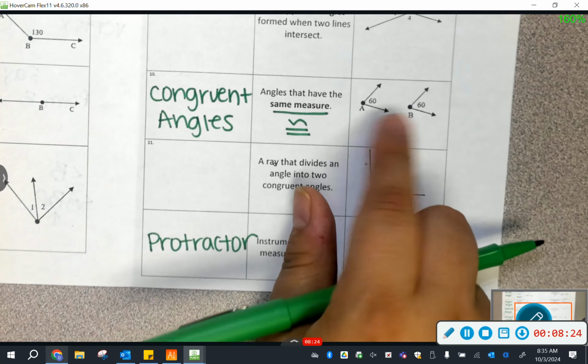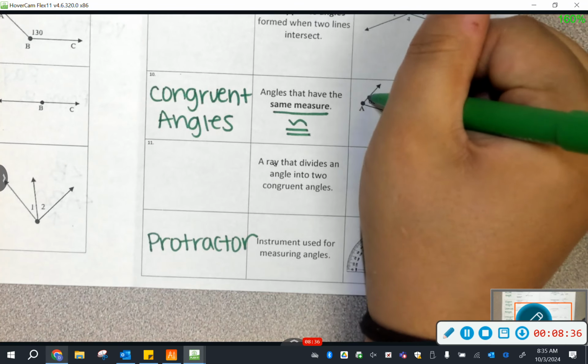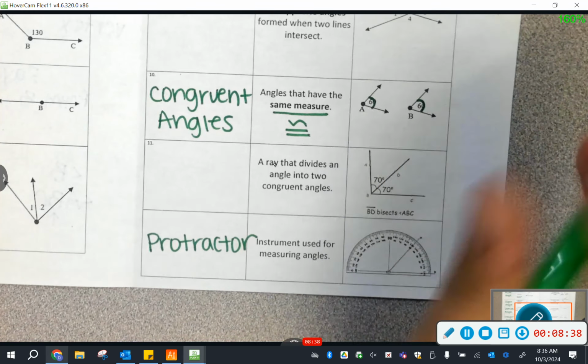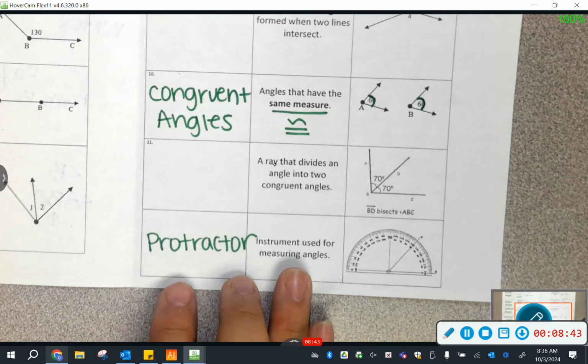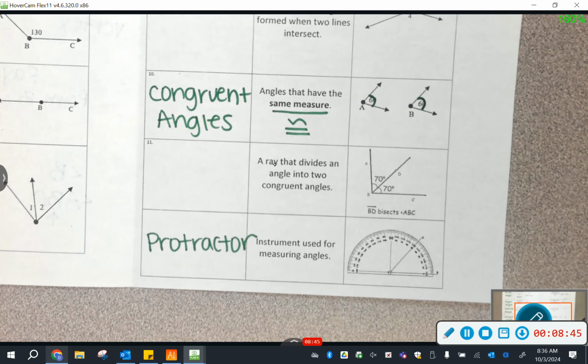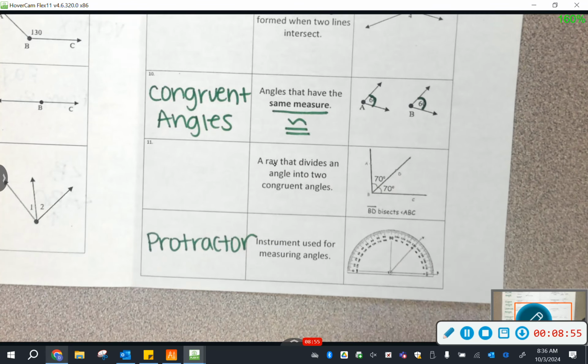So do you see how both of these are 60? In this class, do y'all remember how we did tick marks when the sides were the same? And here, when angles are the same, we do arches. So anytime you see me do arches, that means they're the same. Write that down, please. All right, there are 12 vocab words. 6 of these you should have already known. Maybe straight angle was new.